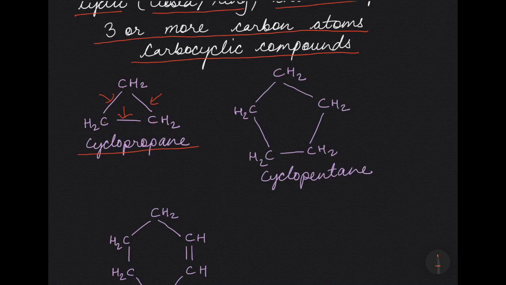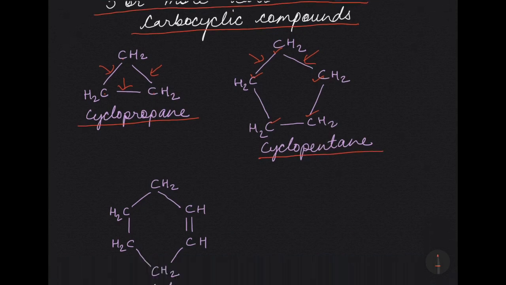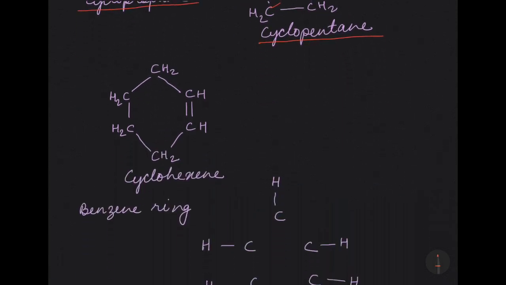If there are 5 carbon atoms, 1, 2, 3, 4, 5, and with single covalent bonds, then it is named as cyclopentane. And again, if there are 6 carbon atoms, 1, 2, 3, 4, 5, 6, and between one pair there is a double bond, then it is known as cyclohexene.